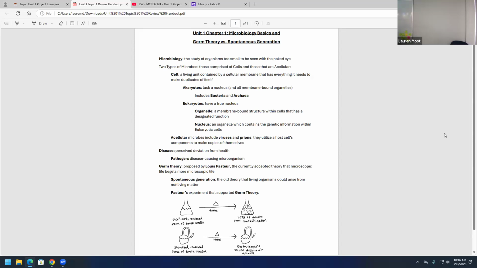It's just floating out in their cytoplasm. But their genome is usually a big old circle, and the eukaryotes have linear chromosomes, and usually multiple of them.